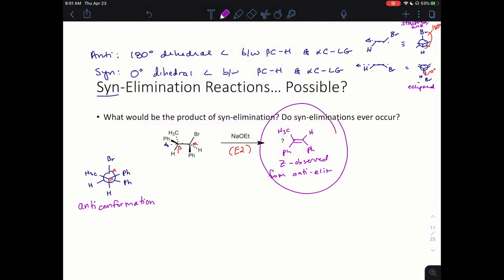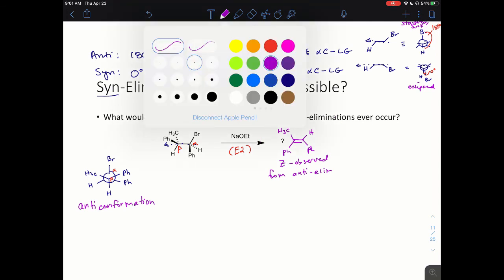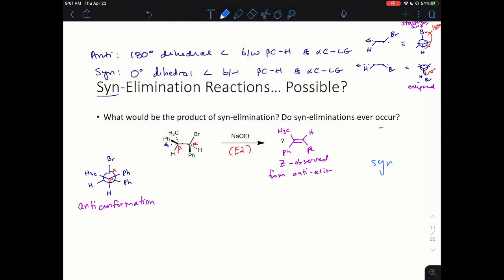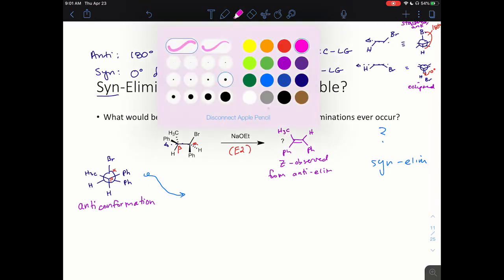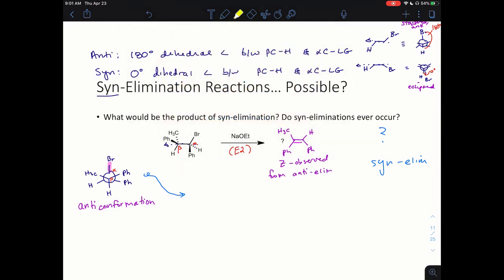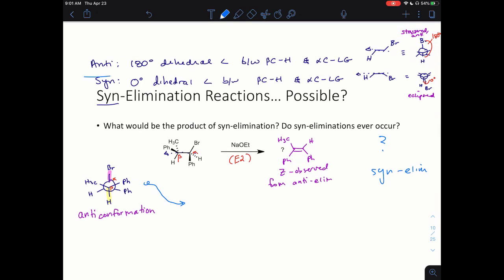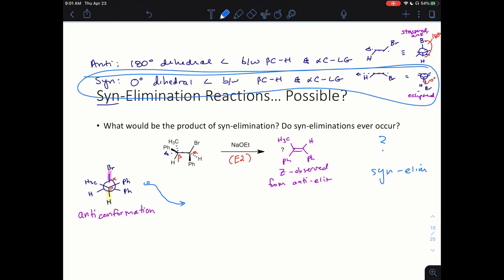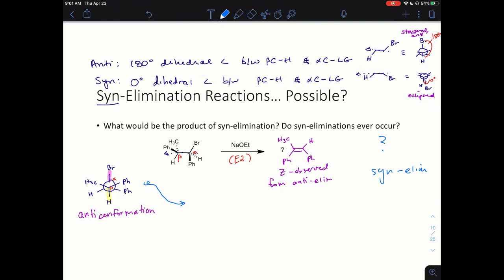So the observed product, from the anti-elimination, comes from reaction in that conformation. If we want to know what we would get from a syn elimination, we need to rotate and get into the syn conformation. So let's do that. We're going to rotate here, and we're going to get the carbon-bromine bond and the carbon-beta hydrogen bond in a syn conformation. And syn has a 0-degree dihedral angle. This is what syn means, and that's why I have that written at the top here.